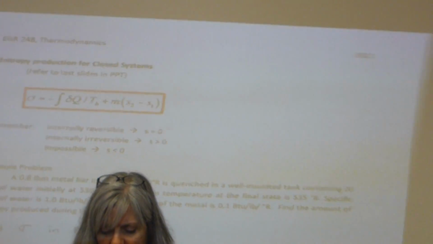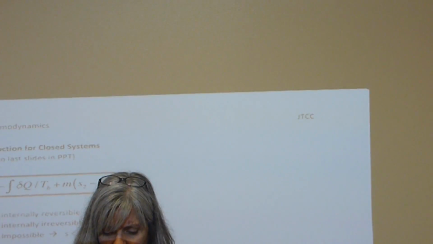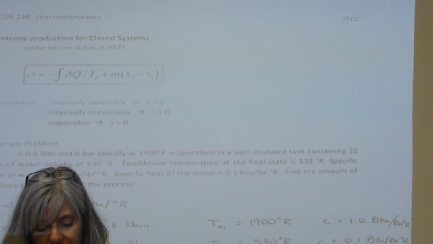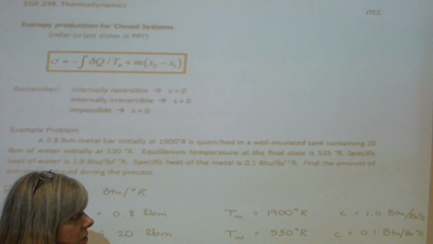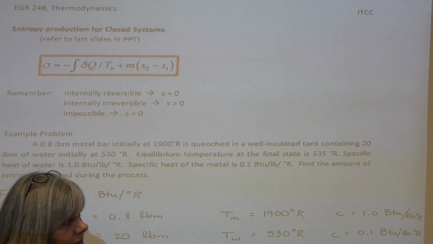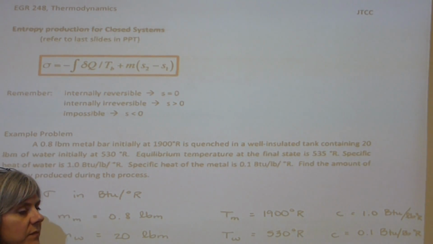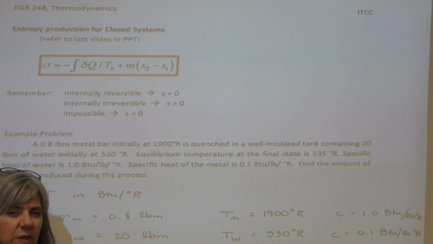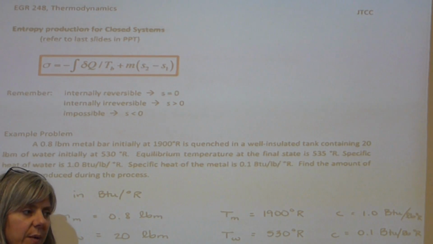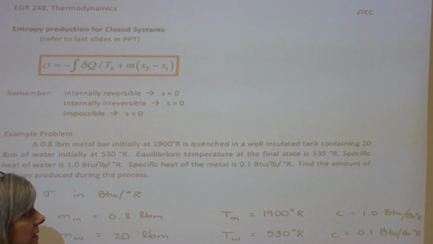Okay, so now we need to look at a couple of things. We need to look at entropy production for closed systems and entropy production for open systems. So this is kind of the newer material. The problem we just did was kind of a little bit of a catch-up from the last time, and so now we'll look at this problem. This is sort of the start of the newer material.